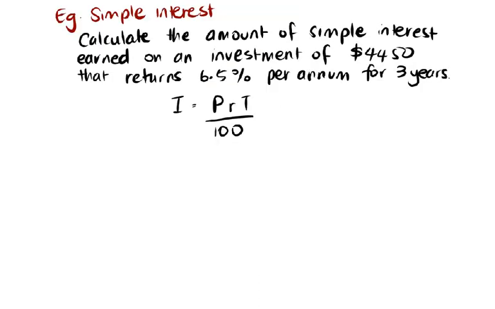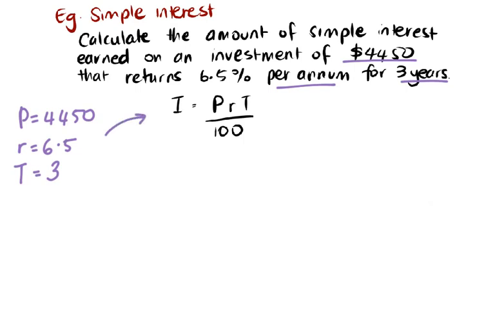The first example says to calculate the amount of simple interest earned on an investment of $4,450 that returns 6.5% per annum for 3 years. Per annum means per year, and we also have 3 years, so we don't need to recalculate any of those amounts. But looking at our question, we can already see that first I've got my principal, which is $4,450. I have the rate, which is 6.5, and lastly I have T, which is 3.